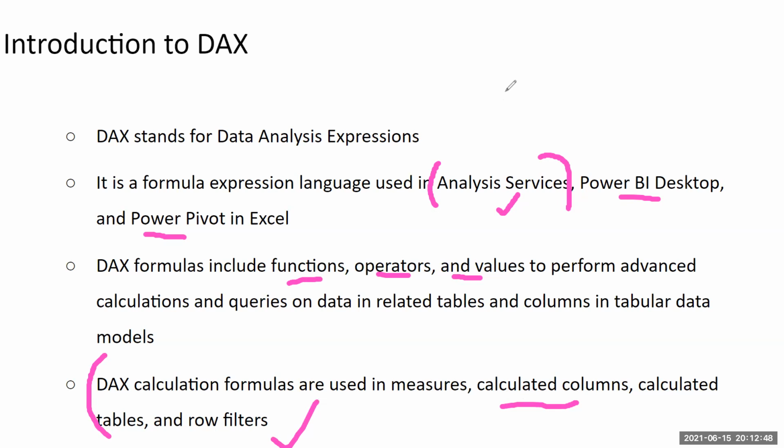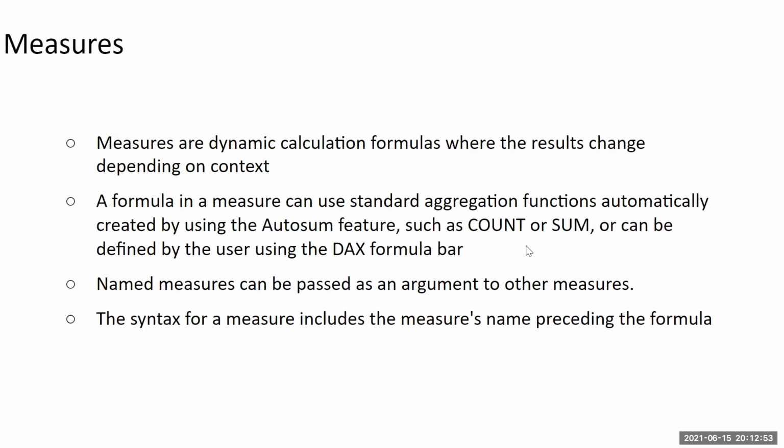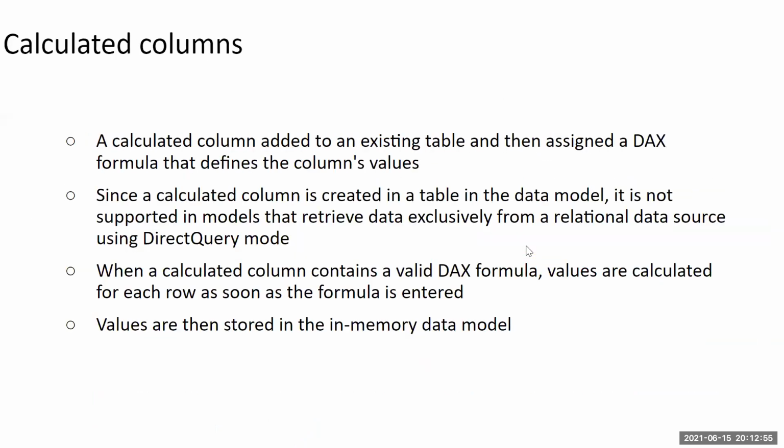We will start the process of DAX by first making calculated columns. A calculated column is something which adds data to an existing table with the help of a formula. So when I'm talking about a calculated column, that means in the existing data that you have, you want to add some calculations and add new columns. So let us see how we do that.